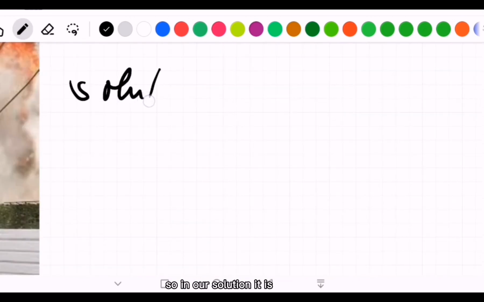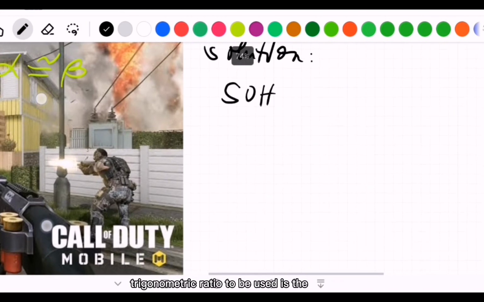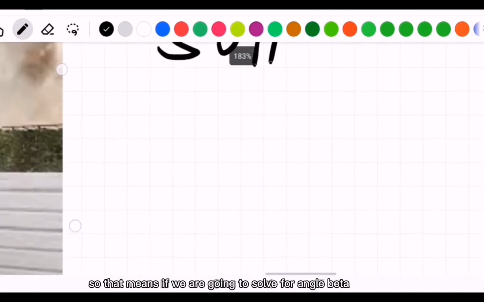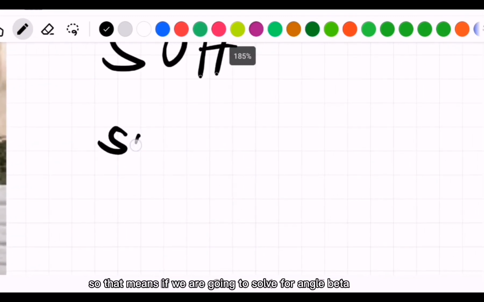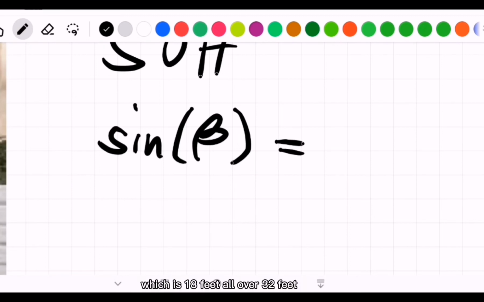So in our solution, the most appropriate trigonometric ratio to be used is the trigonometric ratio for sine. We have an opposite side which is 18 feet and the hypotenuse which is 32 feet. So if we are going to solve for angle beta, that will be sine beta is equal to the opposite side, 18 feet, all over 32 feet.